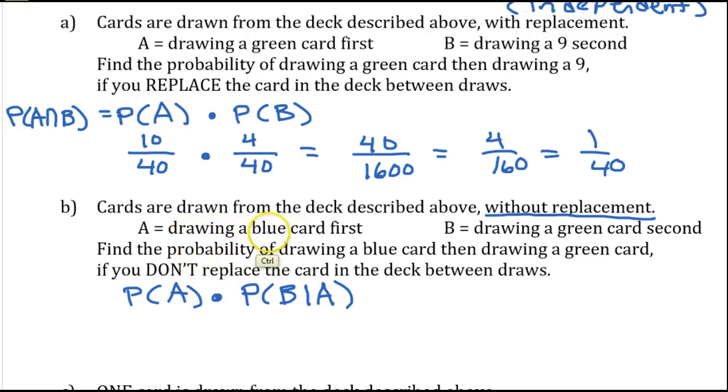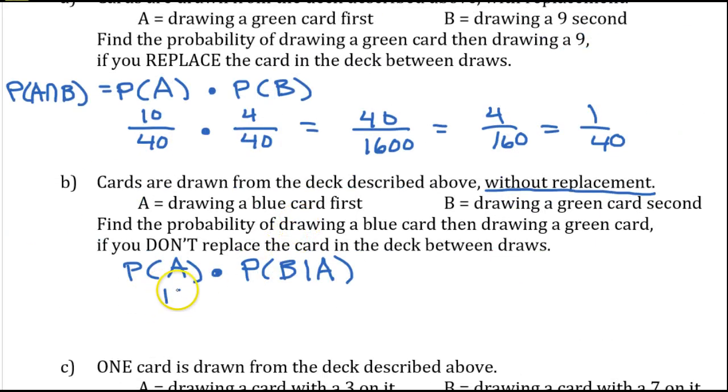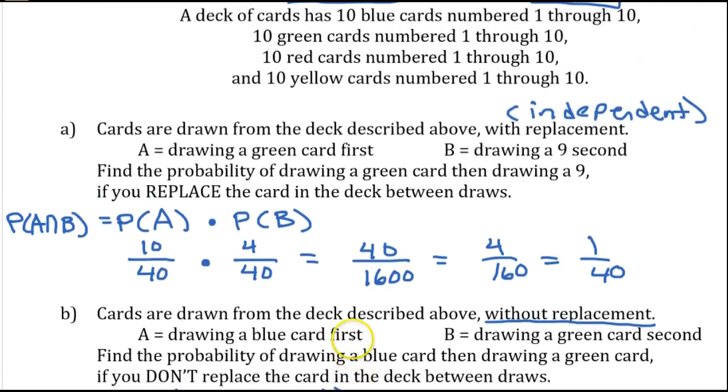So what's the probability of drawing a blue card first? Let's see. There are 10 blue cards, so target over total. So there are 10 blue cards out of a total of 40. So that's the probability of drawing a blue card first. Now, what's the probability of drawing a green card second? Well, how many green cards are there at this point?